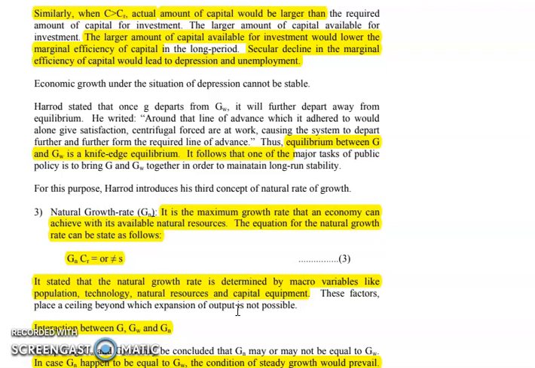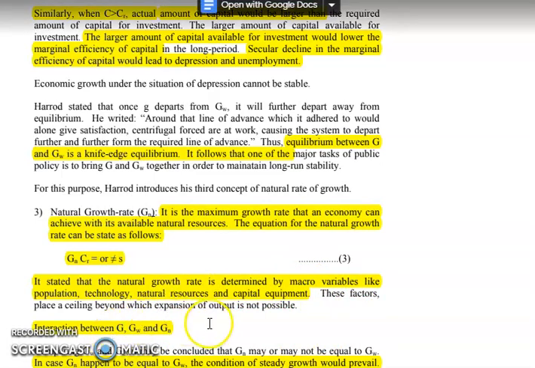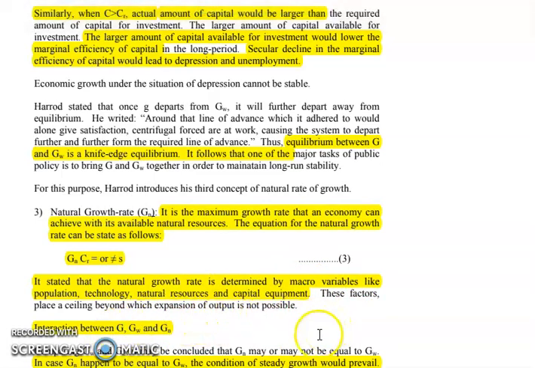The equation for the natural growth rate can be stated as follows: GN CR equal or not equal to S. It is stated that the natural growth rate is determined by macro variables like population, technology, natural resources, and capital equipment. These factors place a ceiling beyond which expansion of output is not possible.